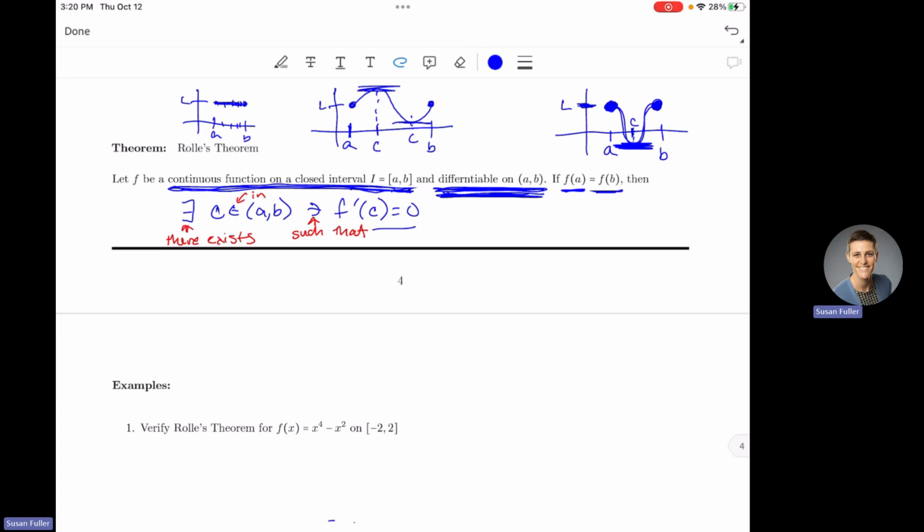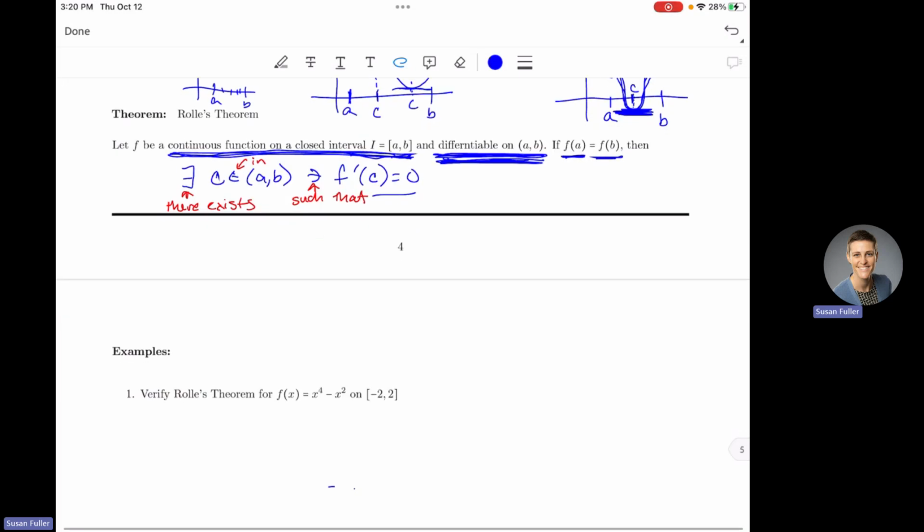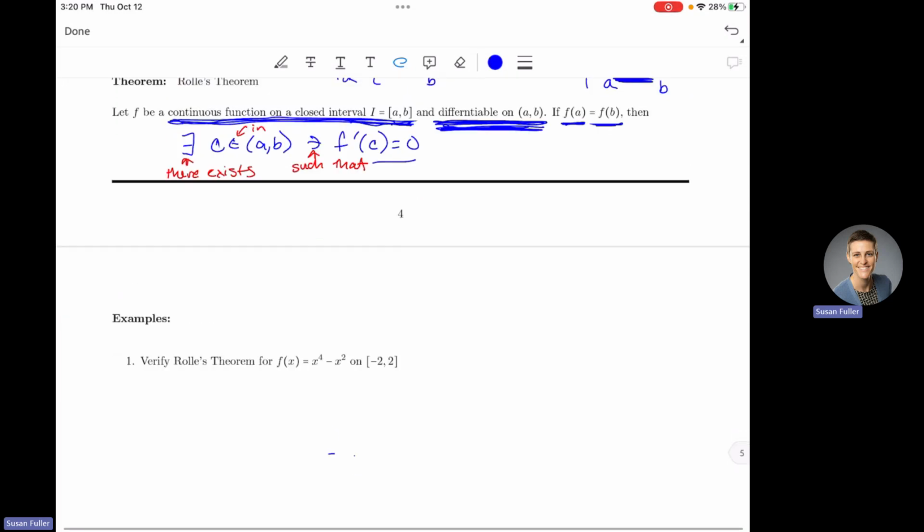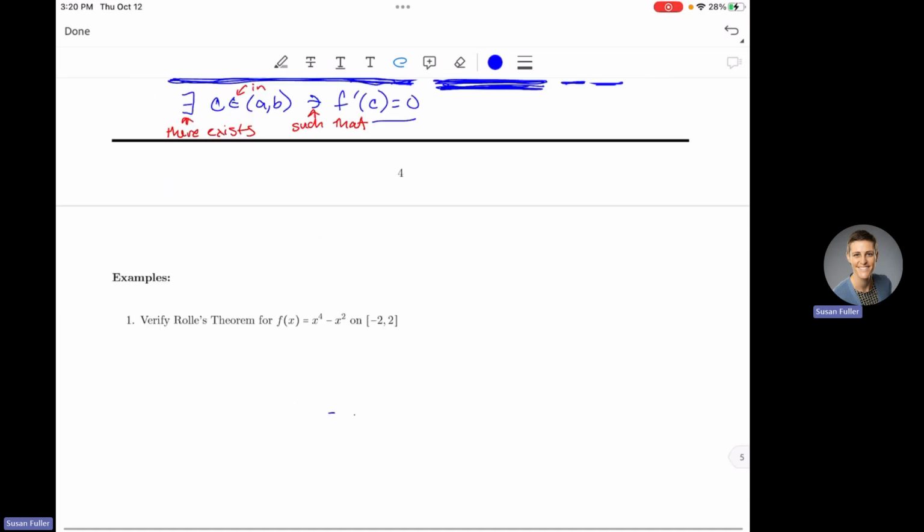But basically, if you aren't completely flat, then if you go up at all, you're going to have to change direction to come back to being at your endpoint. Or if you start by going down, you're going to have to change direction to come back. Okay, so that's what Rolle's theorem says. If your endpoints are equal, there's a spot with a horizontal tangent line.